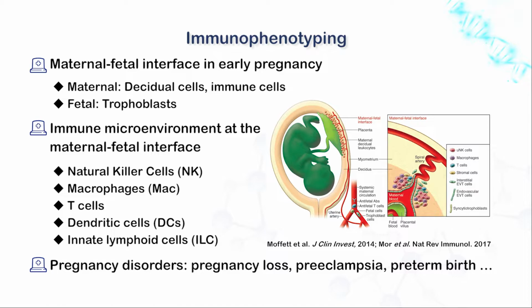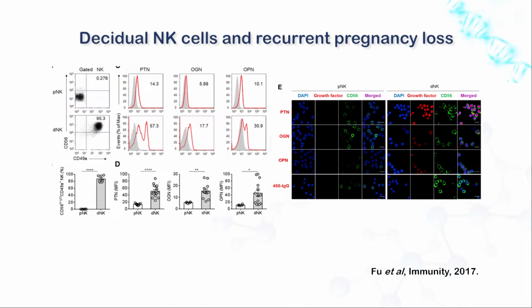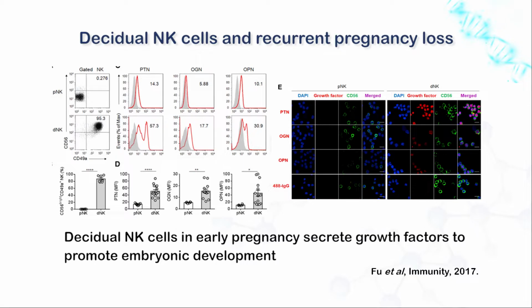and preterm birth. In this study, by comparing the NK cells from peripheral blood and decidua in early pregnancy, they found that the decidual NK cells highly express CD49A and EOMES. The decidual NK cells can also secrete growth-promoting factors to promote embryo development, such as pleiotrophin. The immunofluorescence data were consistent with the flow data.